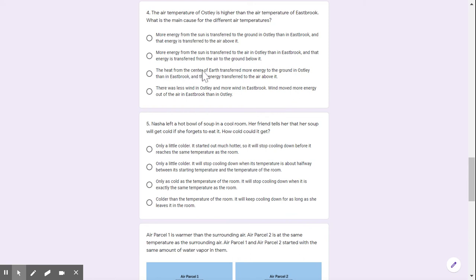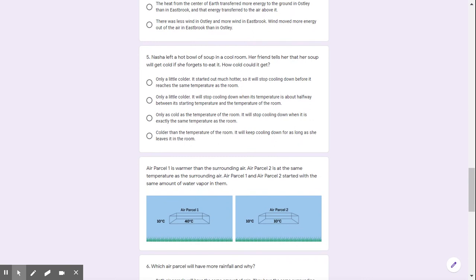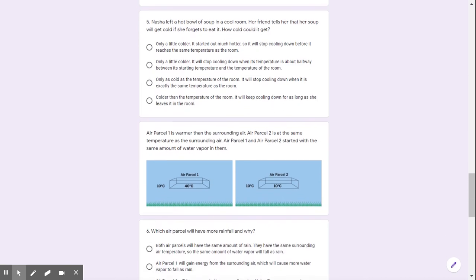The heat from the center of Earth transferred more energy to the ground in Ostley than in Eastbrook, and that energy transferred to the air above. There was less wind in Ostley and more wind in Eastbrook. Wind moved the energy out of the air in Eastbrook, more energy out of the air in Eastbrook than in Ostley.